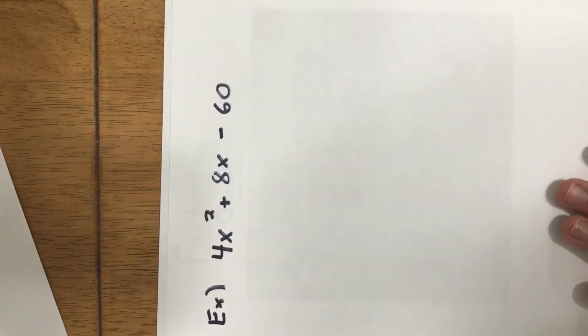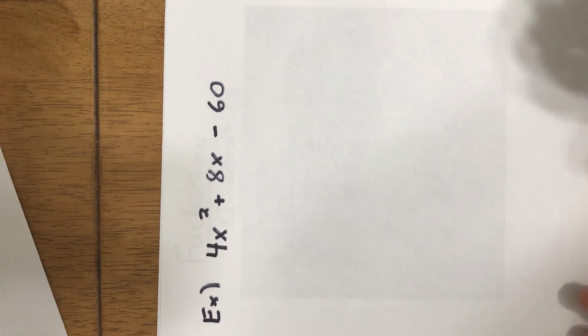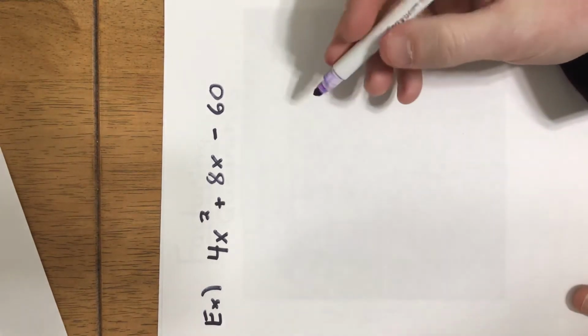So if we look at this one, we have 4x squared plus 8x minus 60. If you want, it might be a good idea to pause your video here and see if you can try this one on your own. Or you can just follow along with me as I go through.